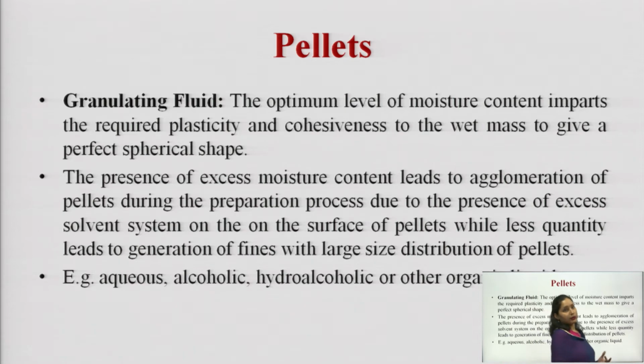So, the presence of excessive moisture content leads to agglomeration of pellets during the preparation process due to the presence of excess solvent system on the surface of the pellet, while a less quantity leads to generation of fines with a large size distribution of pellets. So, an optimum level of moisture content is required for making the pellet. If high moisture content is present, what will happen?